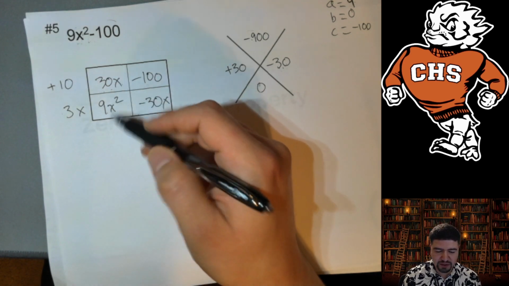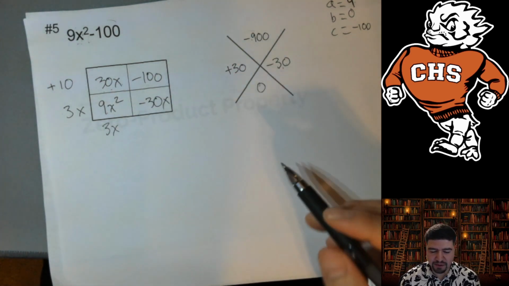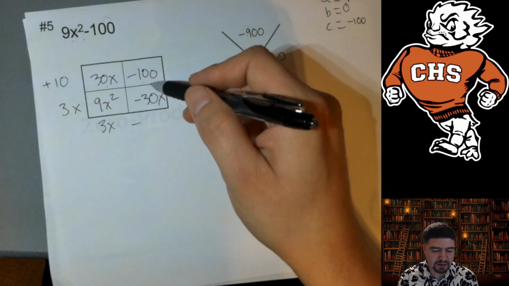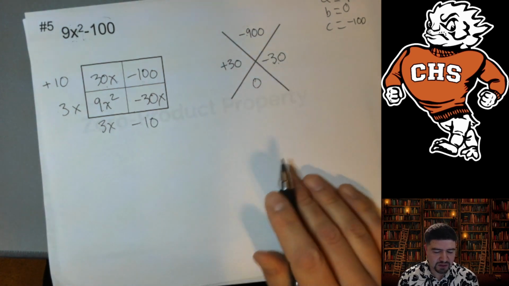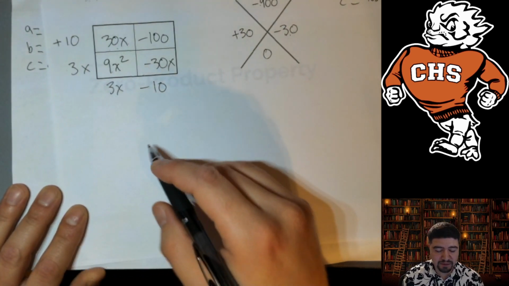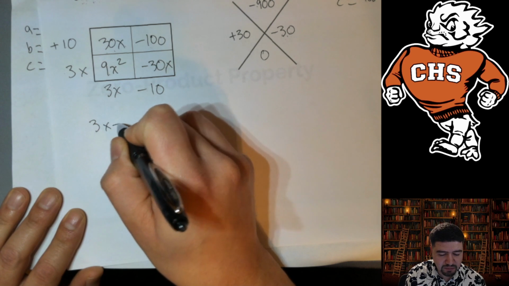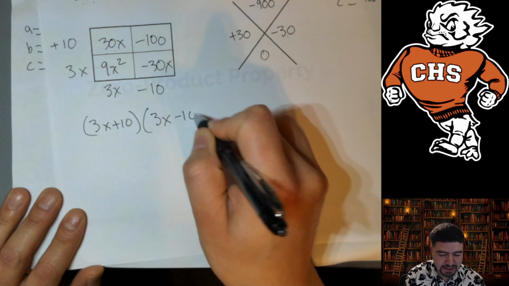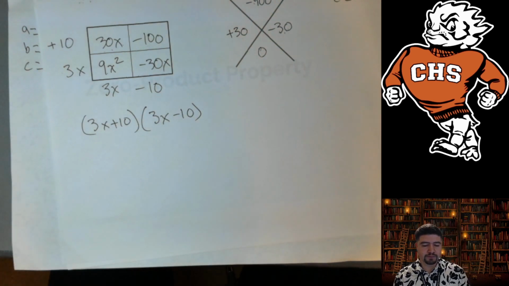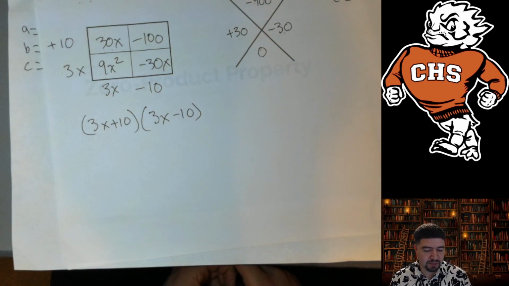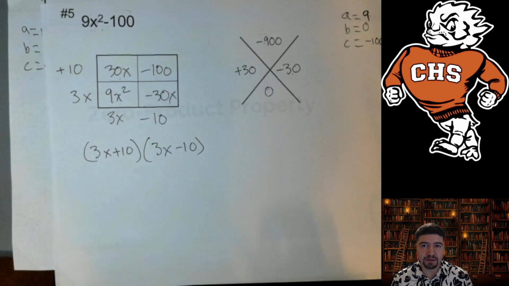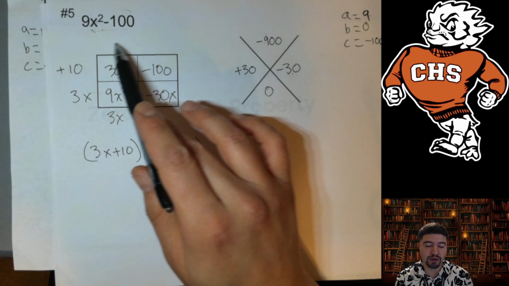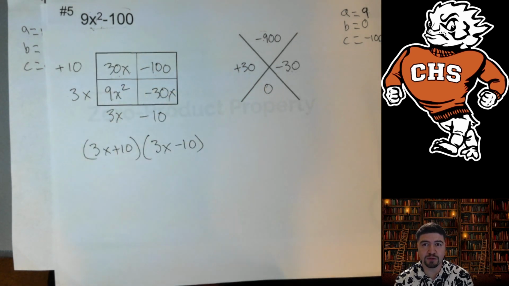So between 9x squared and 30x, again, I know I can take out a 3x. Right here, two negatives. Oh snap, I can take out a negative. Right here is 10. So our answer ends up being, the factored form ends up being 3x plus 10 times 3x minus 10. And that's it. So we've completely factored this expression. This is called a perfect square. I'm sorry, this is called a difference of two squares.